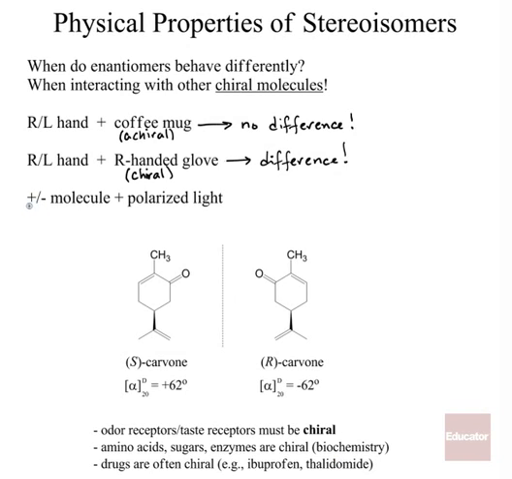Now, we just saw that the two enantiomers are going to interact differently with polarized light, right? There's a difference there. One is going to be dextrorotatory, and one is going to be levorotatory. So what does that tell us about polarized light? It tells us polarized light must be chiral in order for there to be a difference.